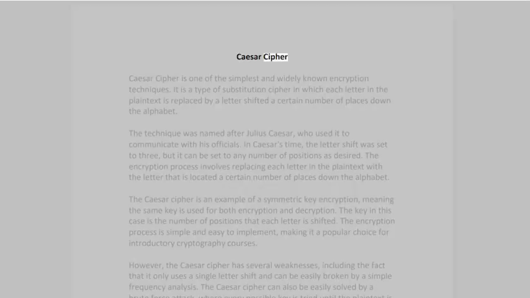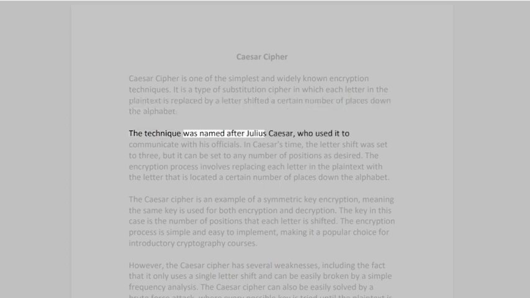Caesar cipher. Caesar cipher is one of the simplest and widely known encryption techniques. It is a type of substitution cipher in which each letter in the plaintext is replaced by a letter shifted a certain number of places down the alphabet.